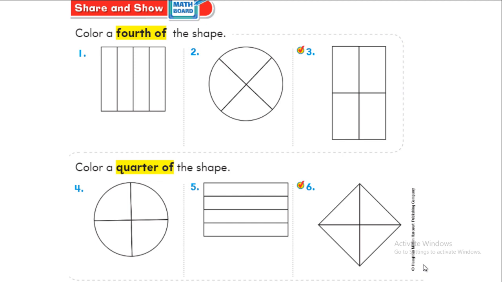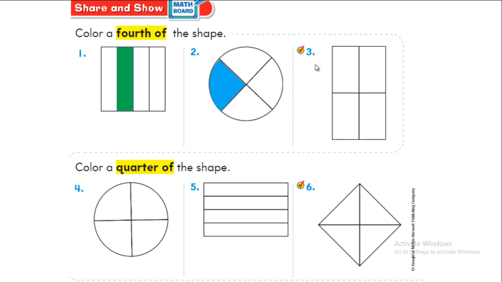In each shape here, they already cut the shape into 4 equal parts for me. And they want me to color a fourth. A fourth is 1 part out of 4 equal parts. So a fourth or a quarter, and they want me to color a fourth only. Okay, I'm gonna color any one of them. You can choose any rectangle you want and color it. How about the second shape? Again, 1 out of 4 equal parts is a fourth, so I'm gonna color one only.